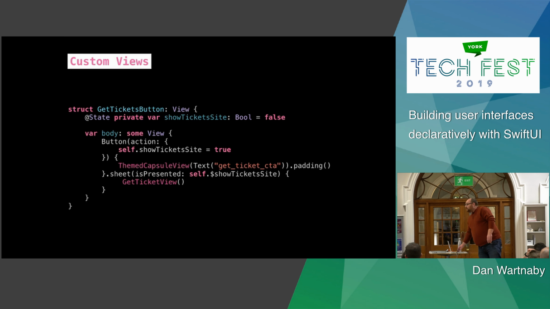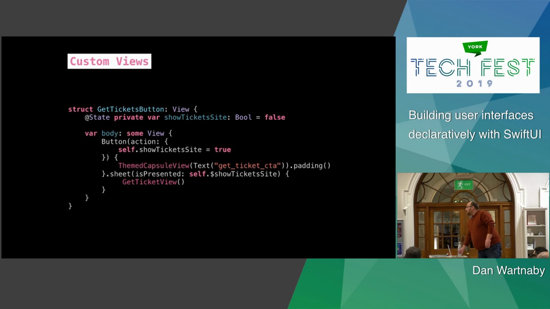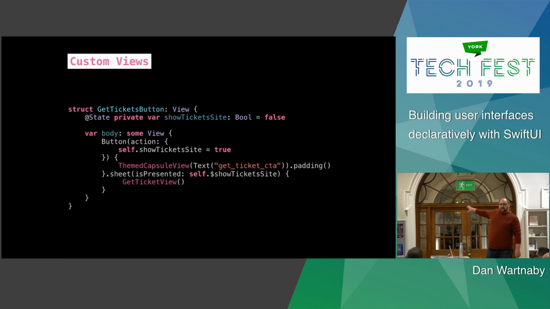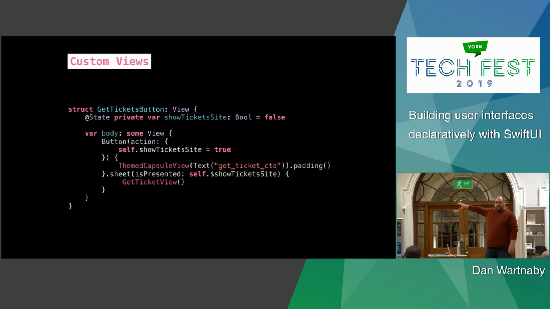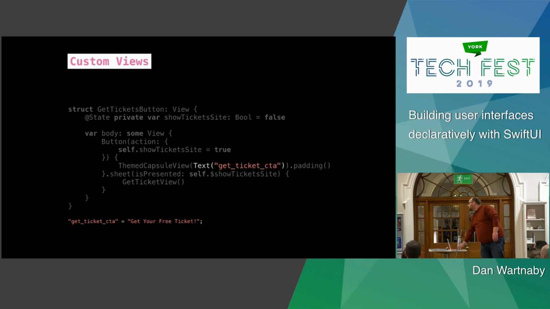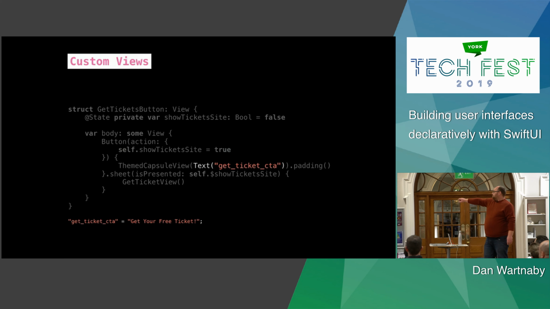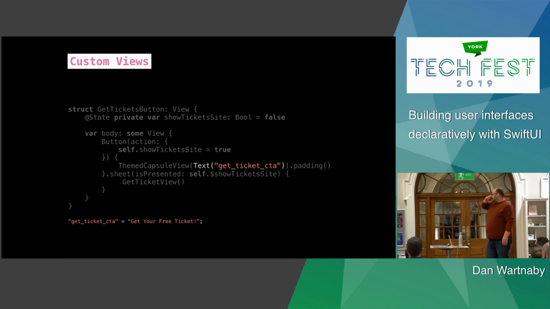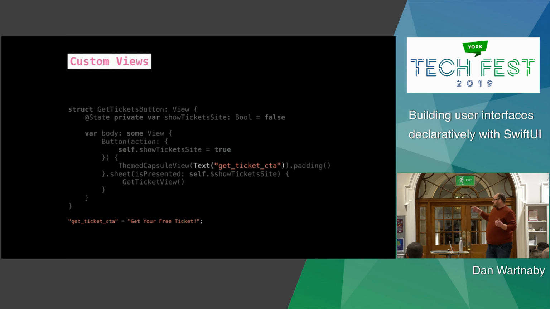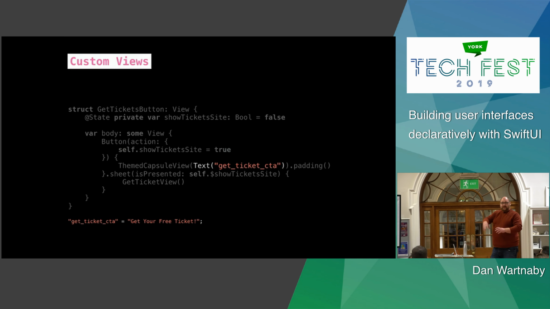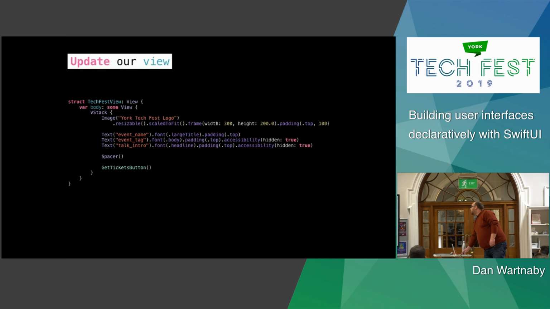I'm running out of time, I think, so I'm going to skip through things a little bit. We're going to pull the code out for our button into its own little view, just so we can reuse that. We're going to put some accessibility into that, which is here. Okay, so we have a capsule view, and that's going to take a piece of text. That piece of text is getTicketCTA, which will just automatically get pulled from our localization file, wicked for people who don't speak English. And then we're going to update our view.